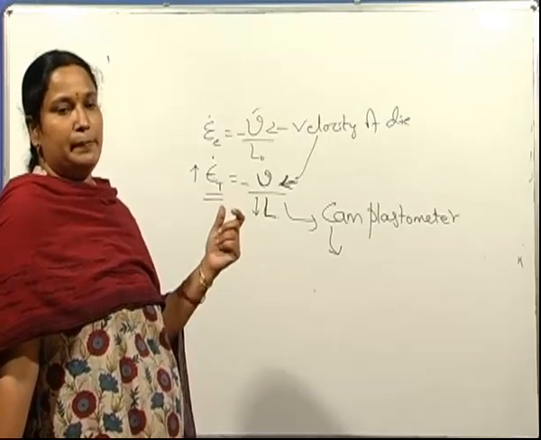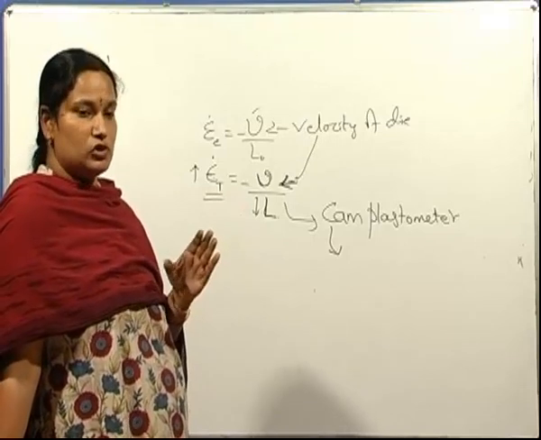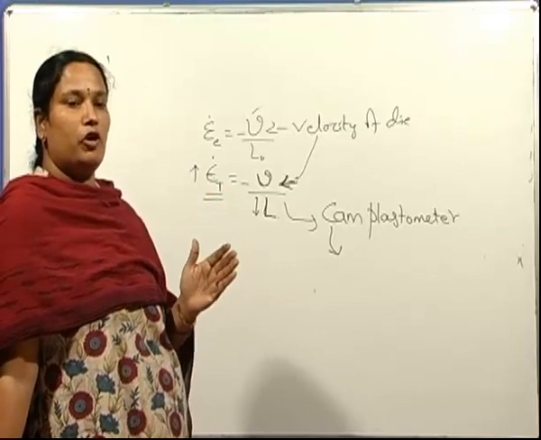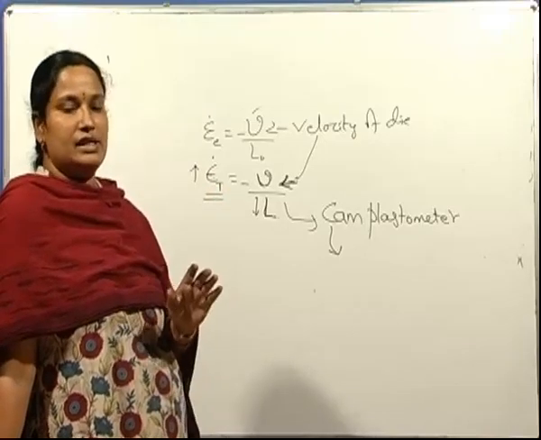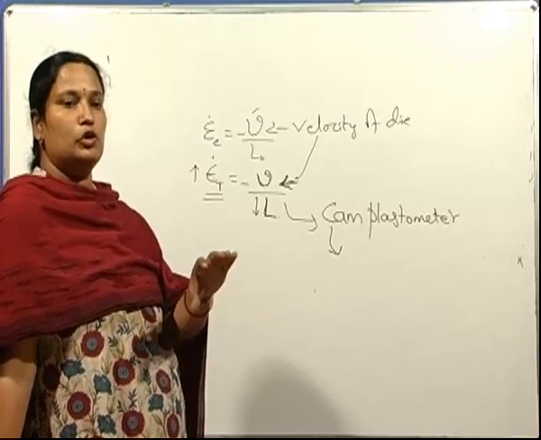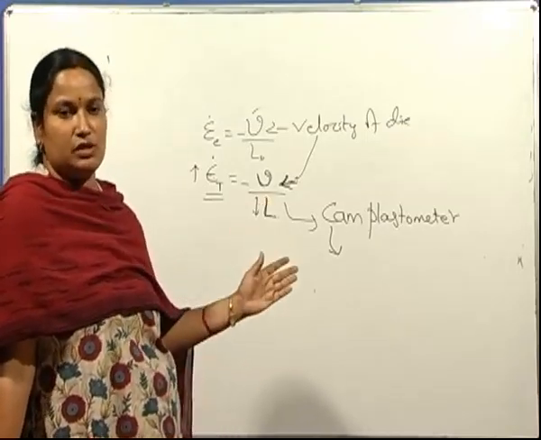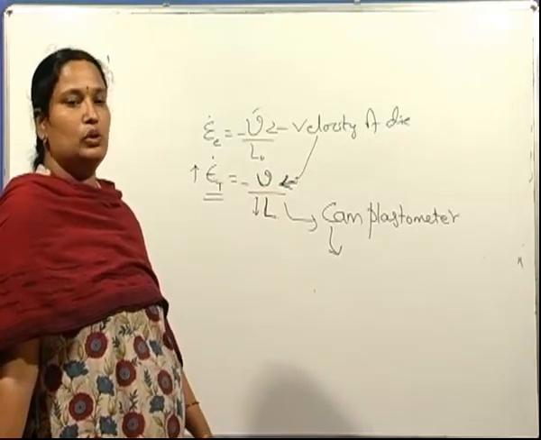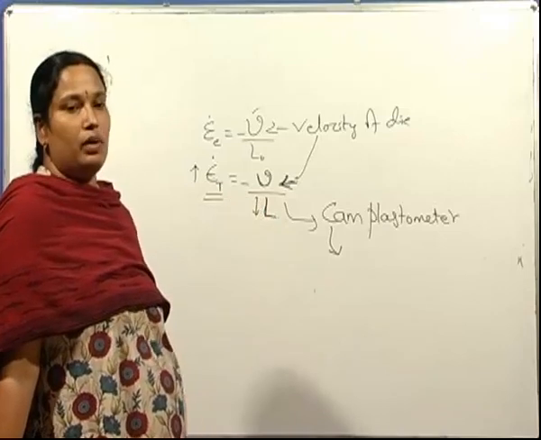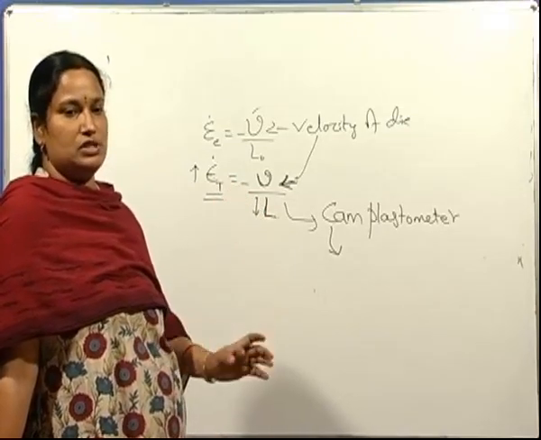Mainly from this compression test, one can determine the flow stress of that material. This flow stress is important to determine the forming stress or forming pressure in the case of metalworking processes. So what is the stress required to form that component? It depends upon the flow stress of that material and upon the tool geometry and lubricant conditions. So for that purpose, one goes for this compression test to determine the flow stress of that material.